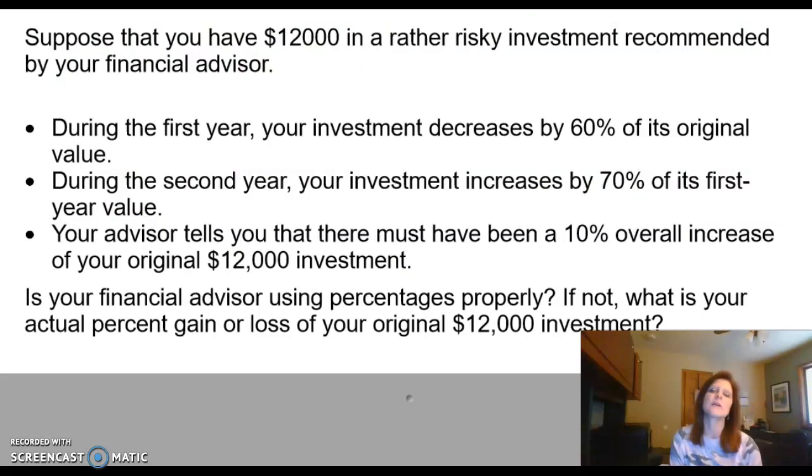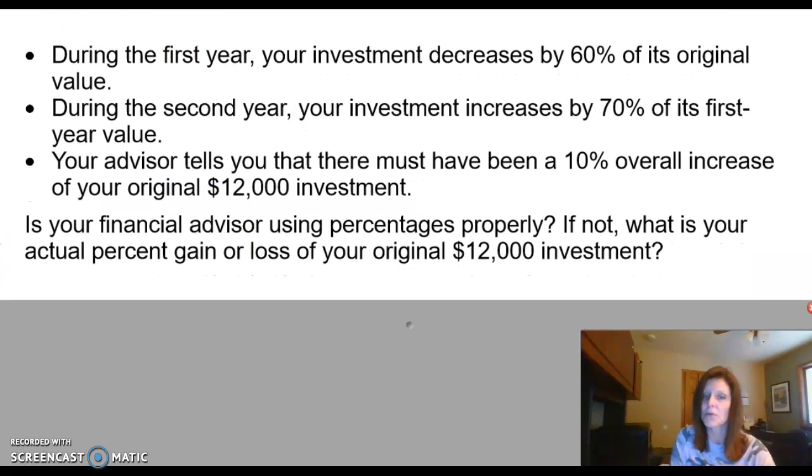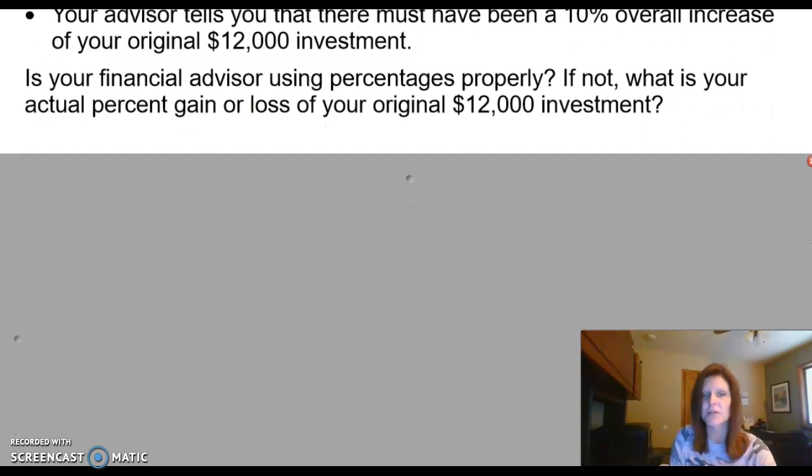All right, here's another way that somebody can misuse statistics. $12,000 in a risky investment recommended by a financial advisor. First year, it decreases by 60%. It's risky, right? Volatile. Second year, though, wow, it increases 70%. And your advisor's like, well, that's a 10% increase overall, right? That's amazing. Is that advisor telling you the truth? Is that an accurate statement?